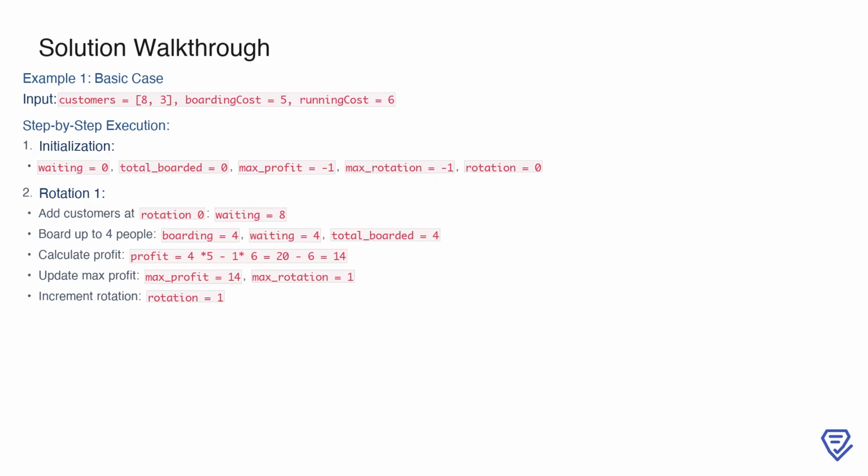In the first rotation, all 8 customers from the first group arrive, so we add them to the waiting queue. Since the wheel can board a maximum of 4 people per rotation, we board 4 customers, leaving 4 still waiting. The profit for this rotation is calculated as 4 times the boarding cost, minus the running cost, which gives us a profit of 14. This becomes our current maximum profit, and we note that it occurred in rotation 1. The rotation counter is then incremented for the next set of calculations.